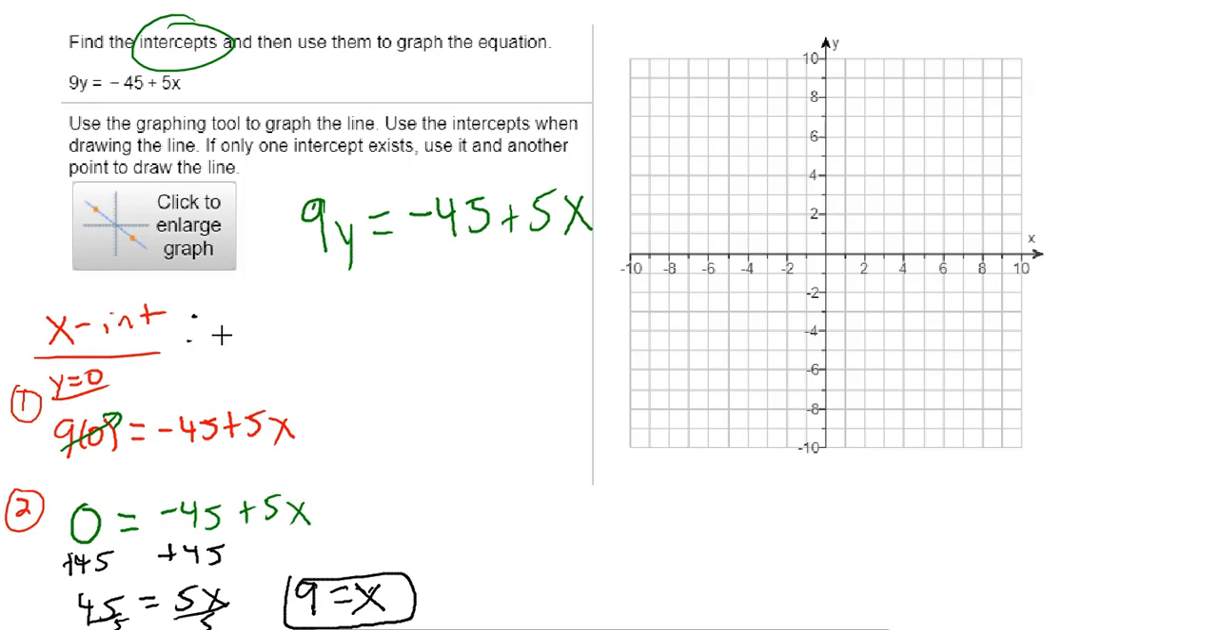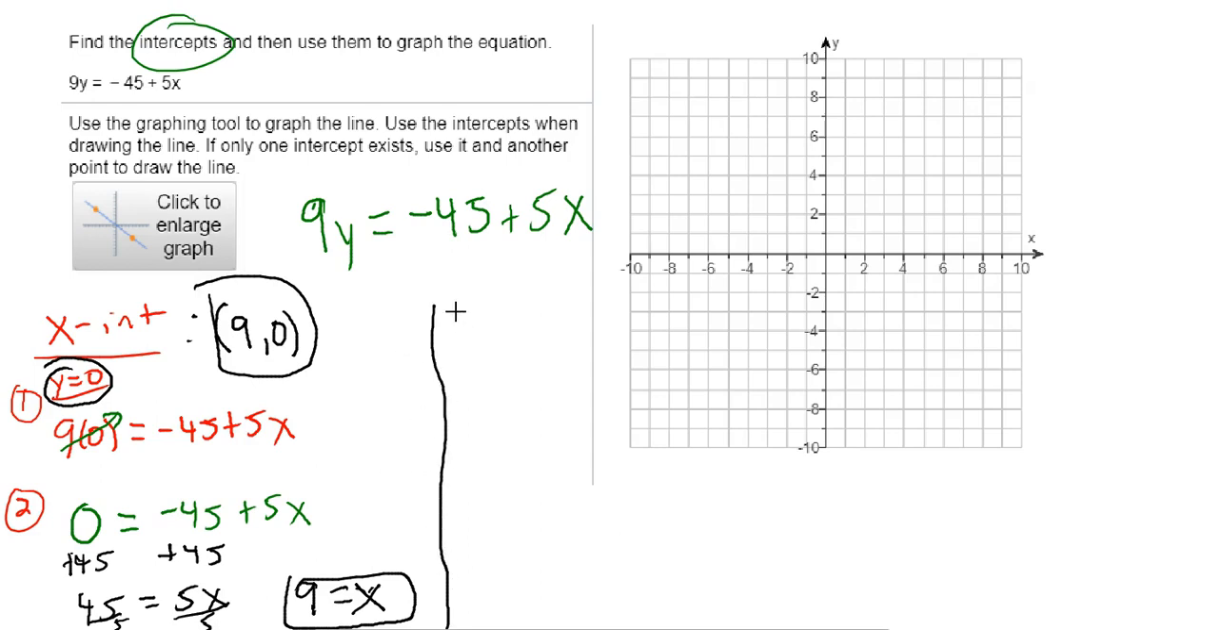So my final answer for the x-intercept, so that I'm not tempted to pair it with the y-intercept, which would be incorrect, is that x equals 9 gets paired with the y-coordinate of 0. And so my point here that I should write is 9, 0. Right, x always goes first, y always goes second. All right, so that's one point.